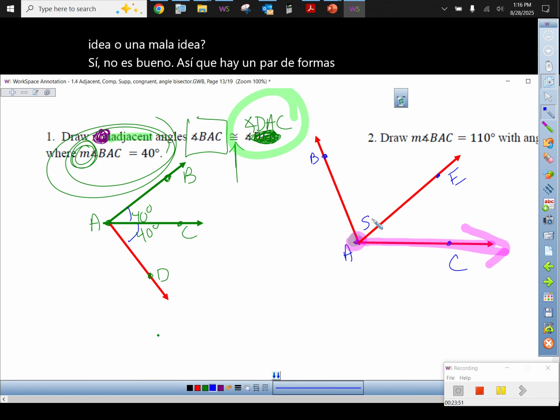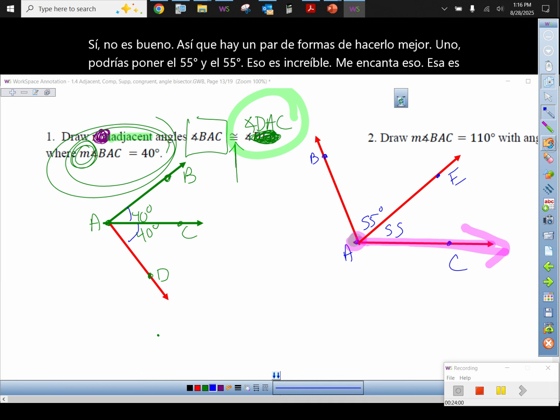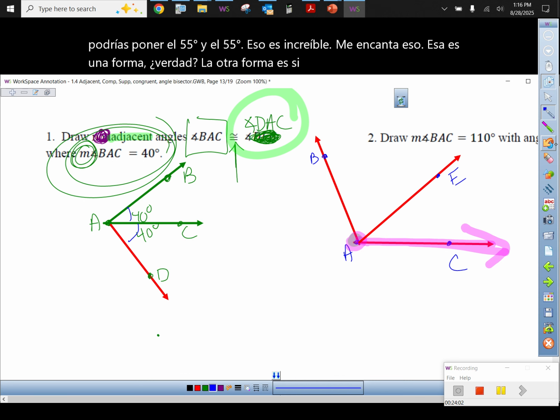There's a couple ways to do it better. One, you could put the 55 degrees and the 55 degrees. That is awesome. I love that. That's one way, right? The other way is, you'll need to learn to read some pictures anyway. You might need the whole thing being 110, so you put that big green swoop that I put up there, showing that you did 110. Is there a way for me to know that both of these are 55 without actually putting 55, knowing the whole thing's 110? How could I mark that? Arc marks, right? You feel okay with that? So lots of ways to mark it. You can put the 55 and the 55, or the big 110 with the arc marks, all good stuff.